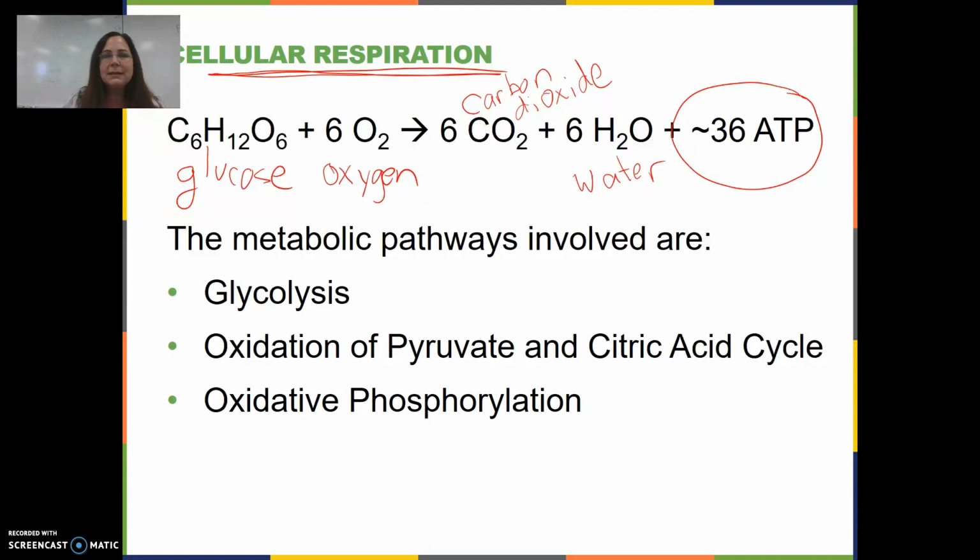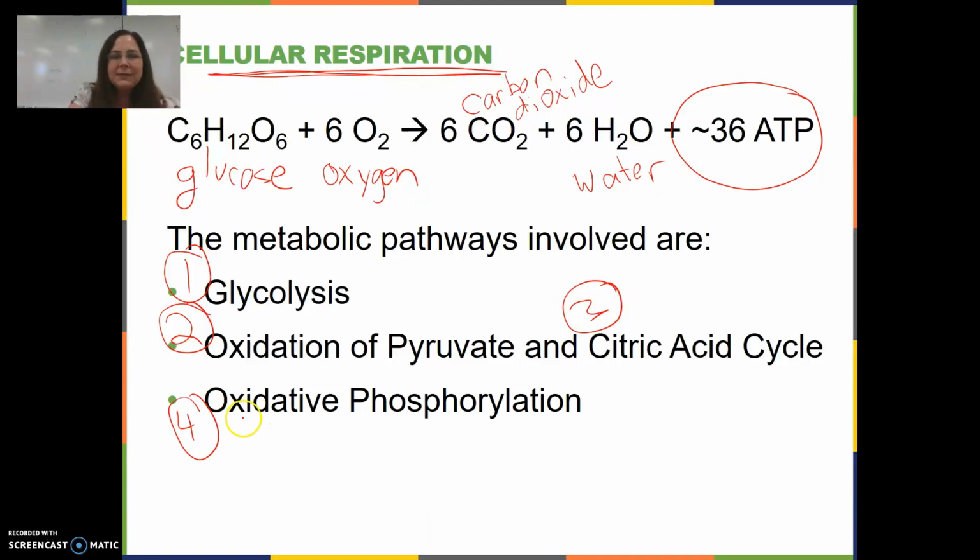In fact, glycolysis contains 10 different chemical reactions, and that's just one metabolic pathway. So here are your metabolic pathways. Glycolysis is the first one. Oxidation of pyruvate is number 2. The citric acid cycle is number 3. And oxidative phosphorylation is number 4.